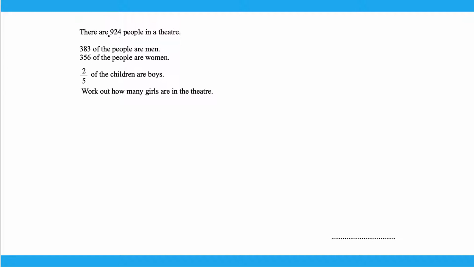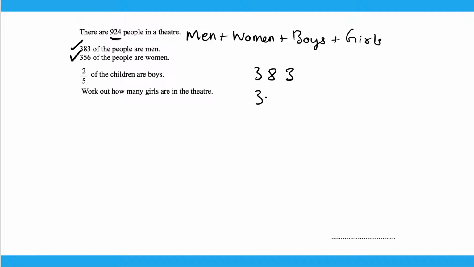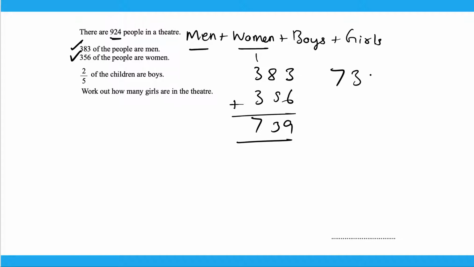Okay, so if there is 924 total number of people in the theater, this includes the men, the women, and the boys and the girls. Okay, this includes all this. We know how many men there are and how many women there are. So we can just work that out. So 383 and 356, we can just add them together to get our total of men and women. So the total men and women are 739.